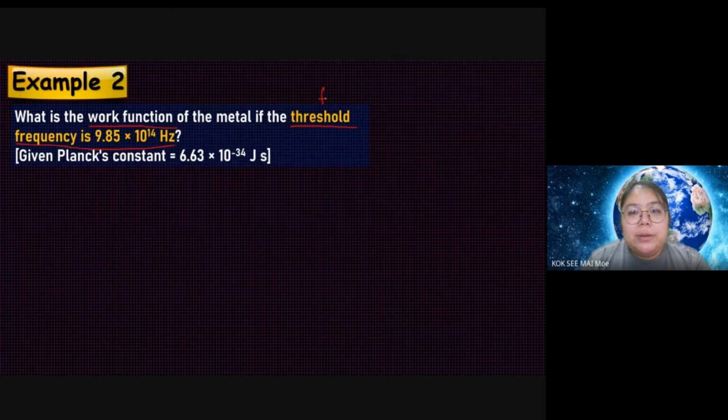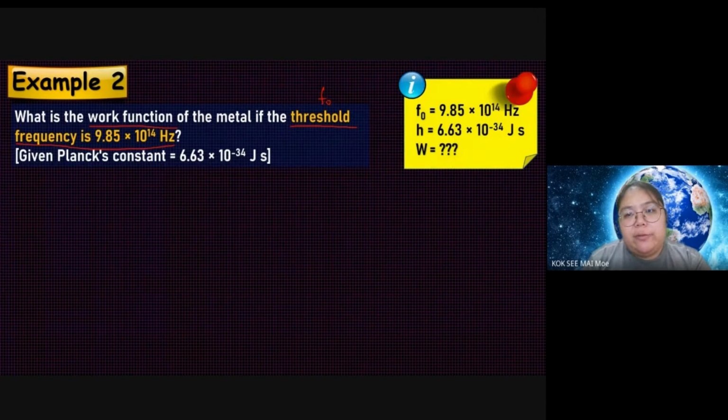So you must remember this one is a threshold frequency. Okay, threshold frequency is provided. Then they give you the Planck constant. After that, you need to find the work function. So we write the info first. Threshold frequency is 9.85 power of 14. Then the Planck constant, and they want to find the work function.